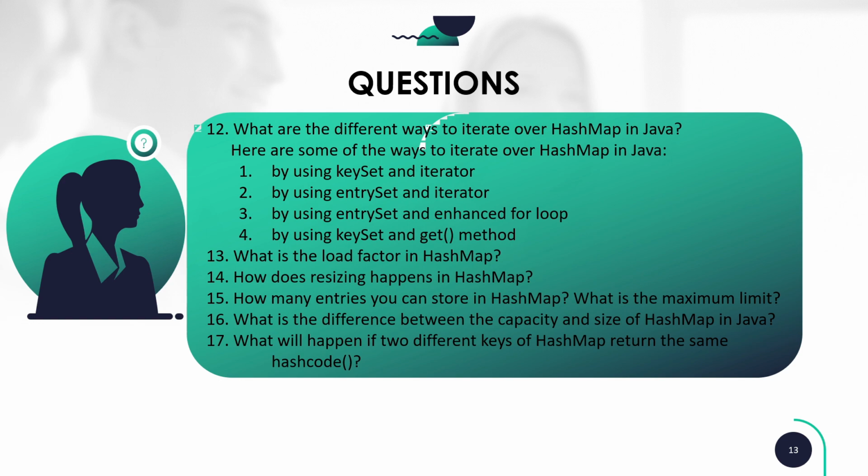Now the next question is, what will happen if two different keys of hash map return the same hash code? If two different keys of hash map return the same hash code, they will end up in the same bucket. Hence there will be a collision, as I already explained. So they will be stored in the form of a linked list. In case of collision, we will check for equals. Since it is mentioned that they are different keys, there will be two different linked list nodes that will be added to that particular bucket.